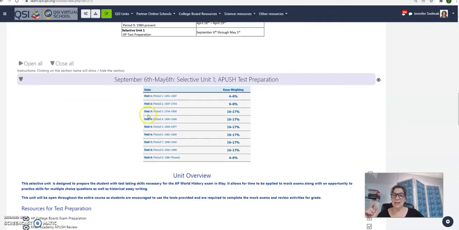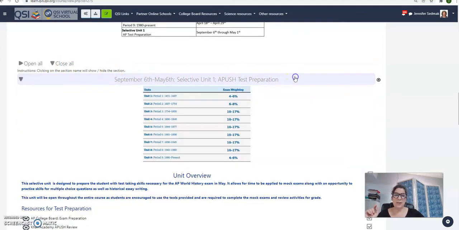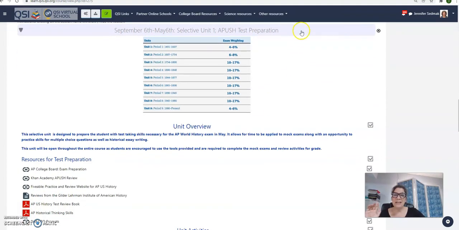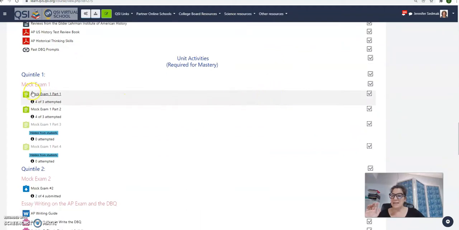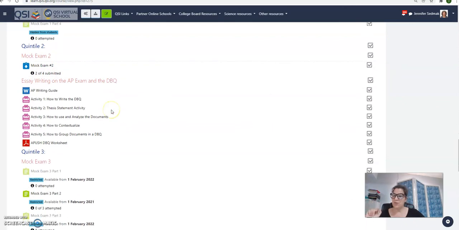by scrolling down, and we're going to go to this test prep unit here. So take a look here. Maybe some of you already did these, maybe not, but go ahead and click that one open, Selective Unit 1. And at this time, I trust you all did Quintile 1 mock exam. It looks like a couple of you did the Quintile 2 mock exam on my AP, which is wonderful.